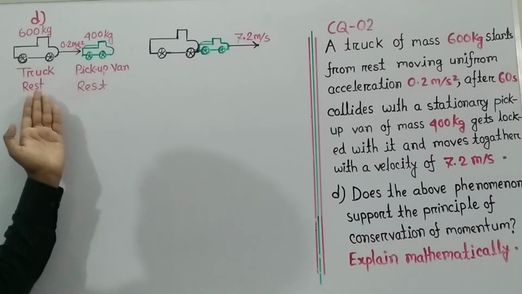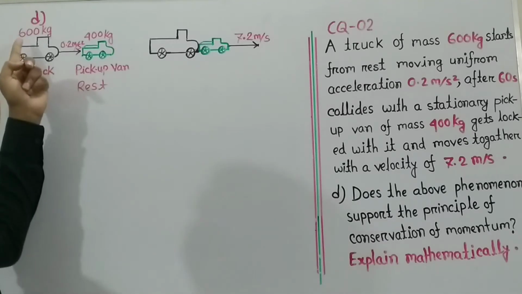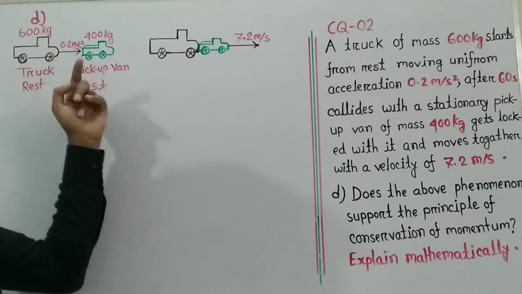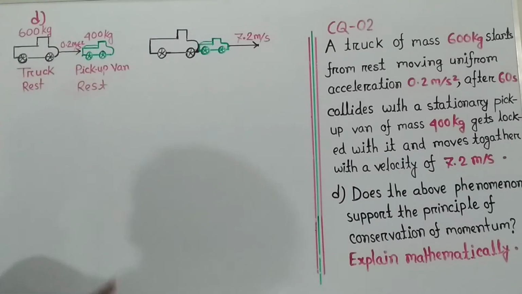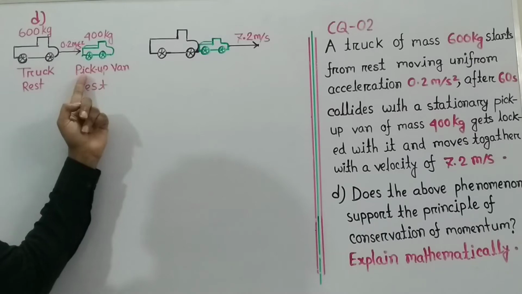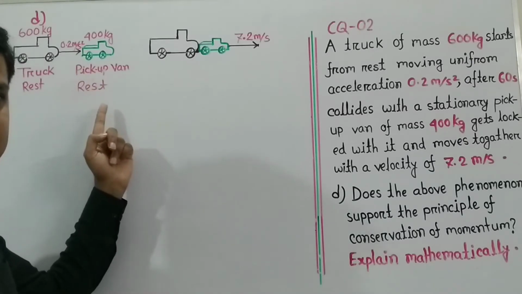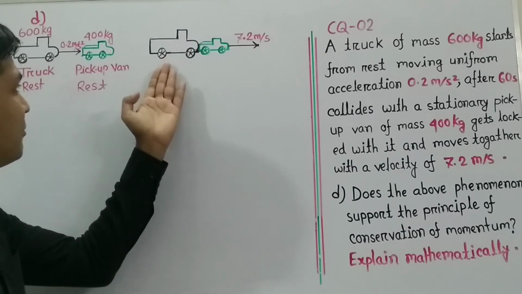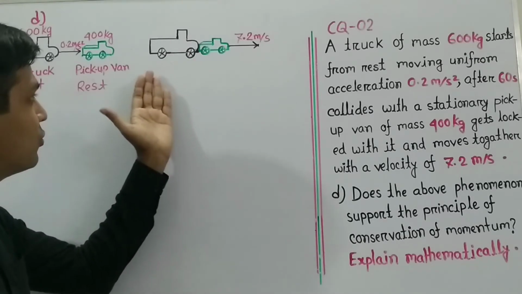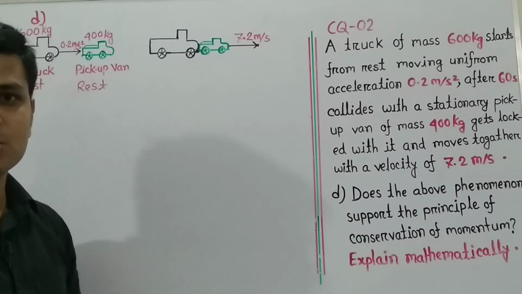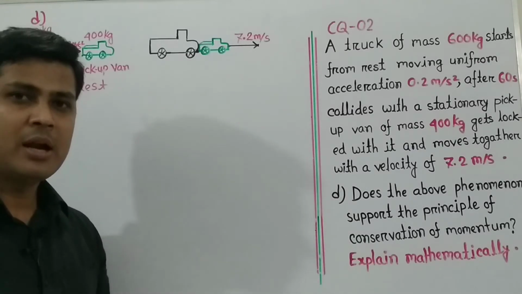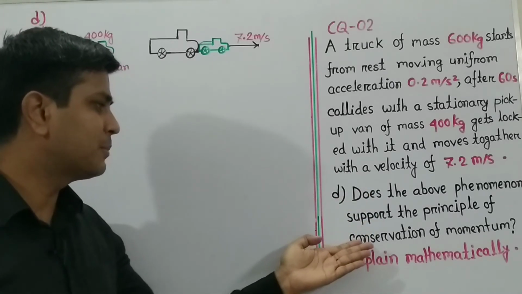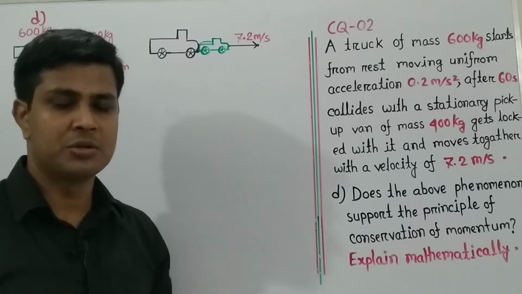You can see here a race truck of mass 600 kg moves with a uniform acceleration of 0.2 meter per second square, and after 60 seconds it collided with a pickup van which is in the rest position, of mass 400 kg. After that, the pickup van and the truck moved together with a combined velocity of 7.2 meter per second. And the question is, does the above phenomenon support the principle of conservation of momentum or not?